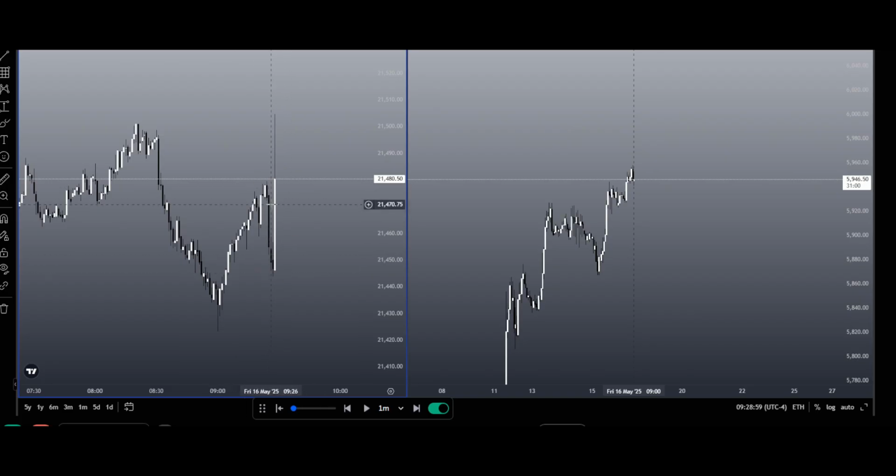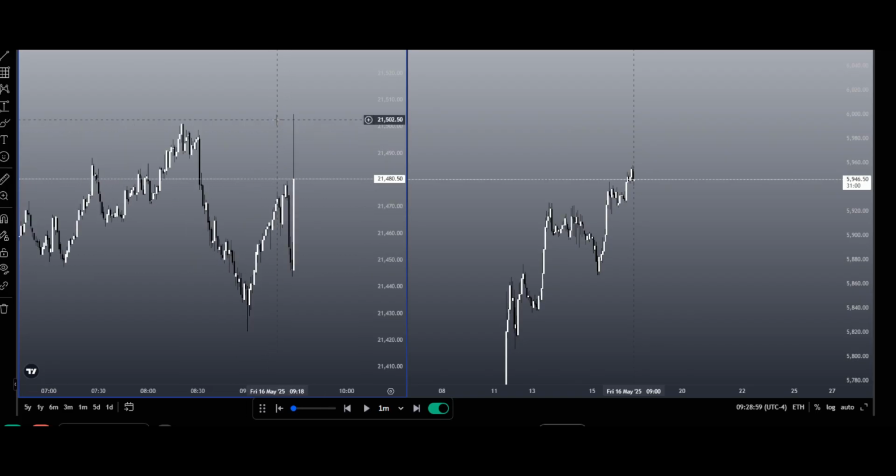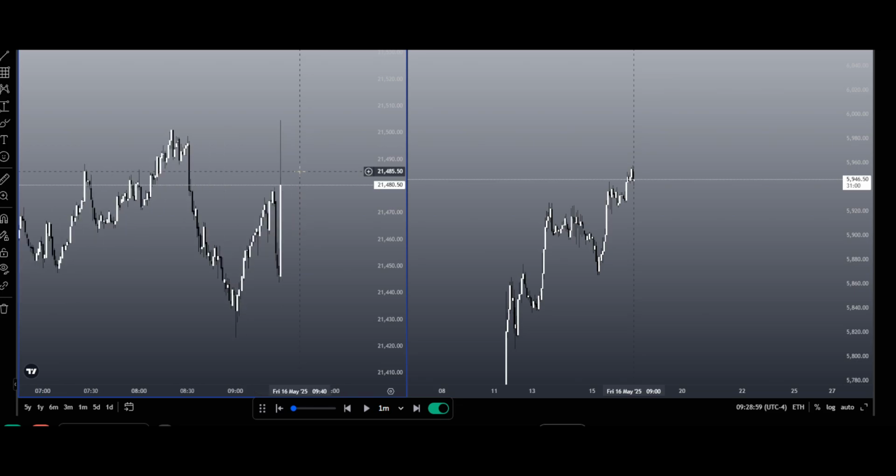Anyways. So 928, we're manipulating above, not 930. So I would expect 930 to distribute.